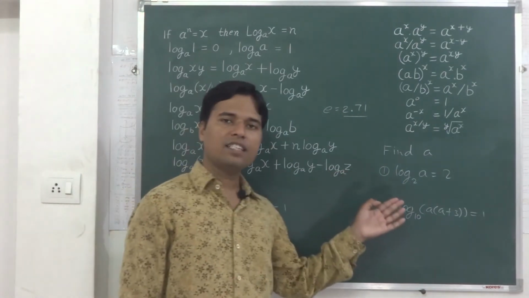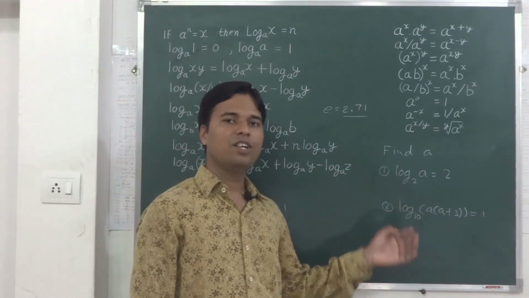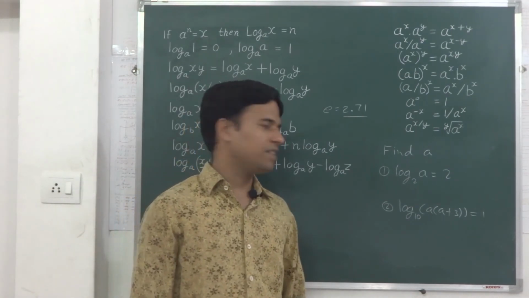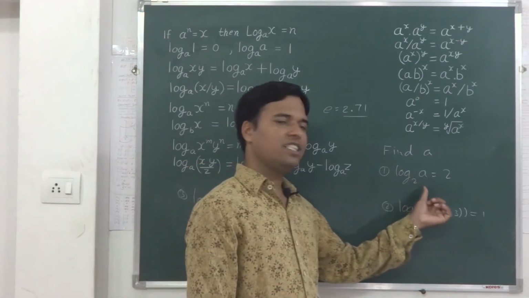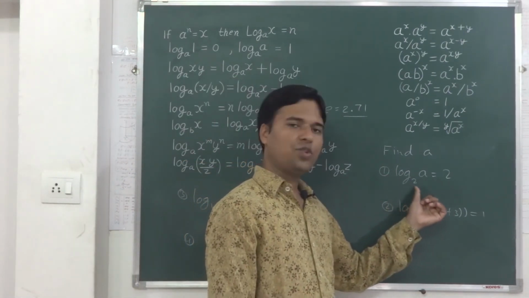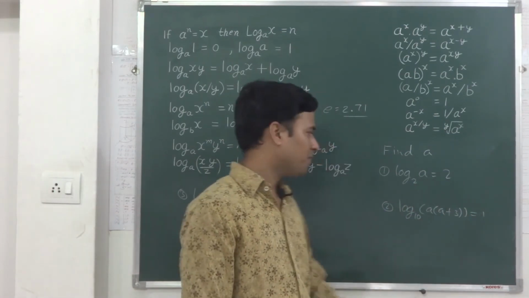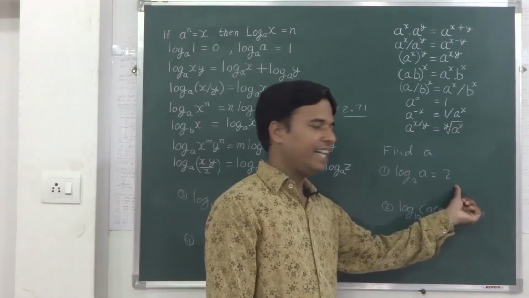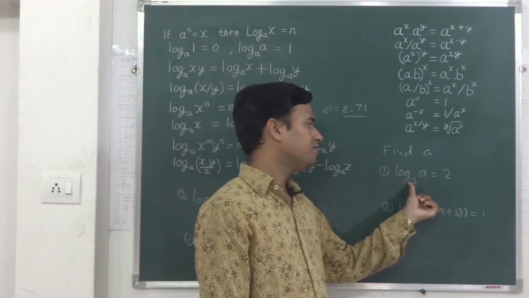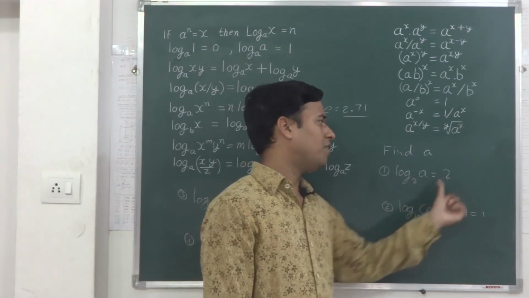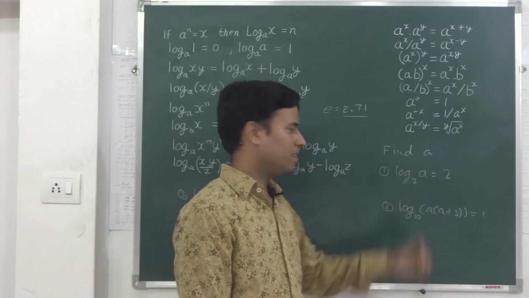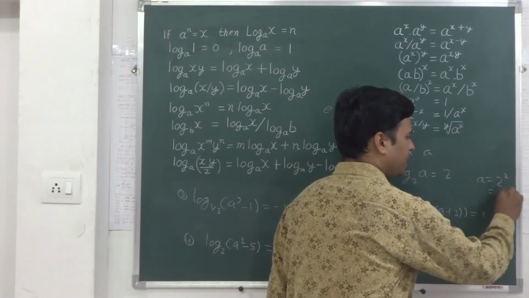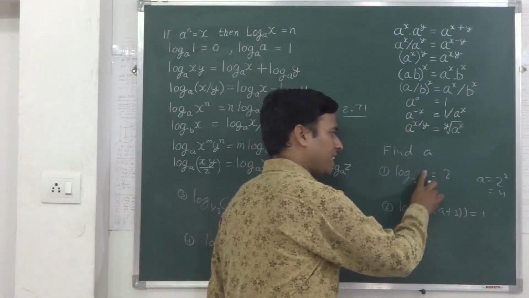Now, here are some more complicated problems which can be very useful for competitive exams purpose. In the first problem, log base 2 of a is equal to 2. So, we have the basic of the logarithm, the index is here. If we have the 2 base and power 2, what would we get? This number. So, the answer a would be equal to 2 power 2, that is equal to 4.